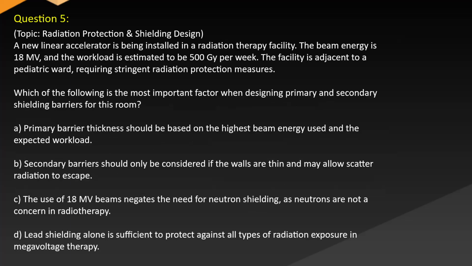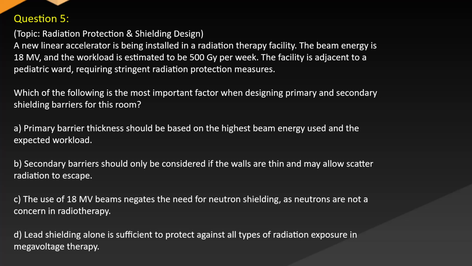Question 5. Topic: radiation protection and shielding design. A new linear accelerator is being installed in a radiation therapy facility. The beam energy is 18 MV and the workload is estimated to be 500 Gy per week. The facility is adjacent to a pediatric ward requiring stringent radiation protection measures. Which of the following is the most important factor when designing primary and secondary shielding barriers?